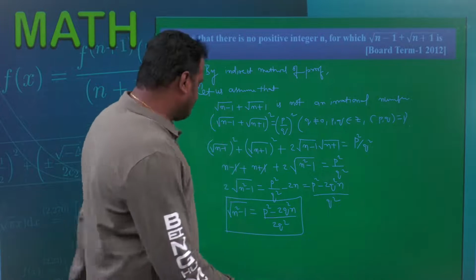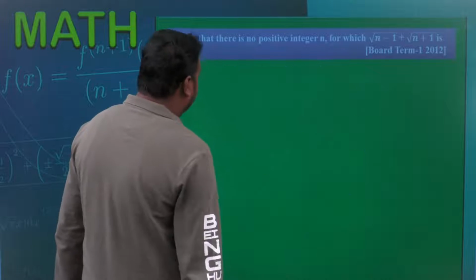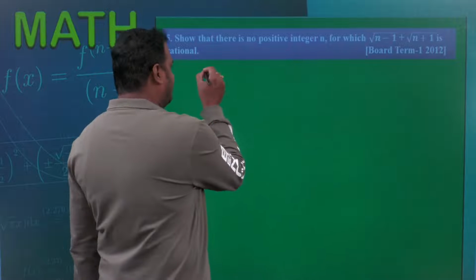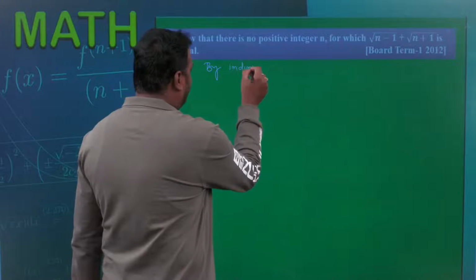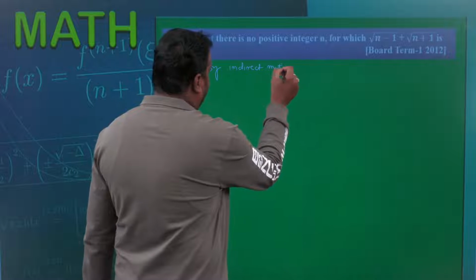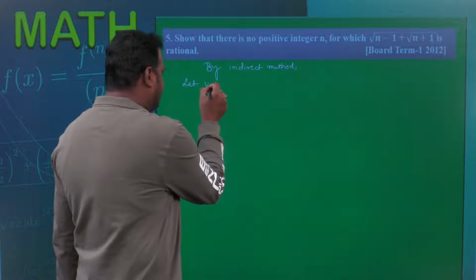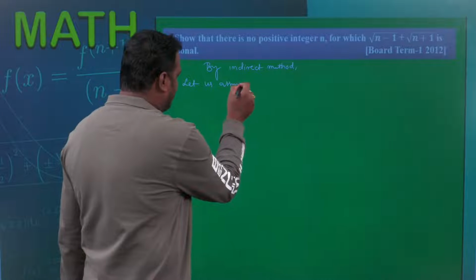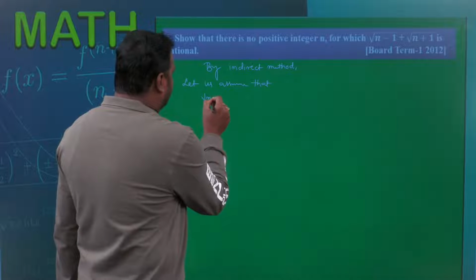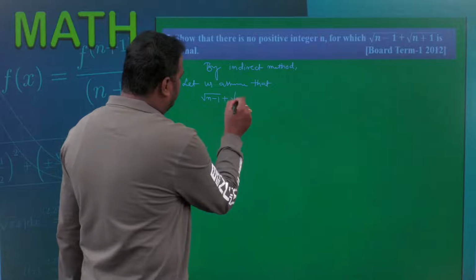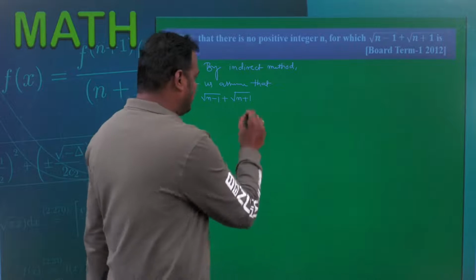Another way of solving the problem: I am going to solve this problem in another way. I am going to choose the indirect method, proof by indirect method. Let us assume that root over n minus 1 plus root over n plus 1 is not an irrational number. Since it is not an irrational number, it is a rational number.